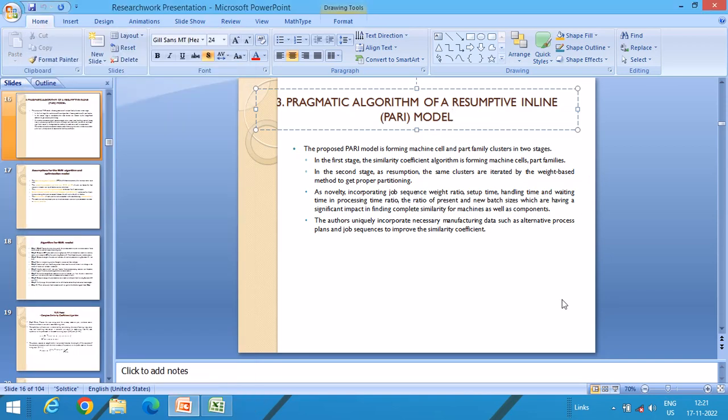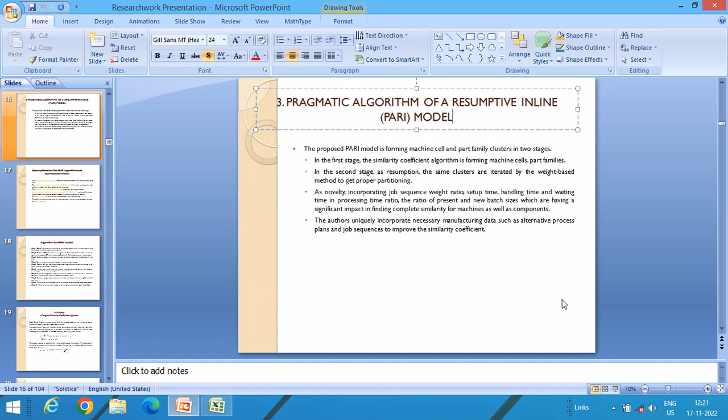So this is my research work presentation. I am proposing this pragmatic algorithm of a resumptive inline PORI model. The proposed PORI model forms machine cells and part family clusters in two stages. In the first stage, a similarity coefficient algorithm forms machine cells and part families. In the second stage, as resumption, the same clusters are iterated by the weight-based method to get proper partitioning.